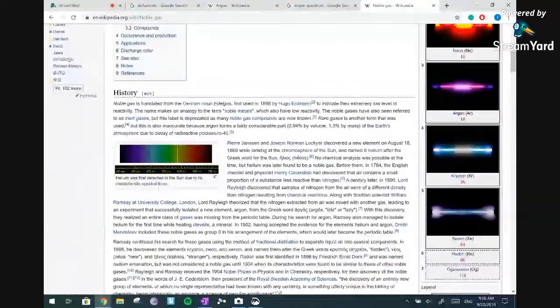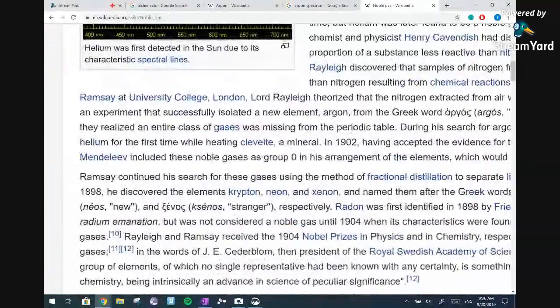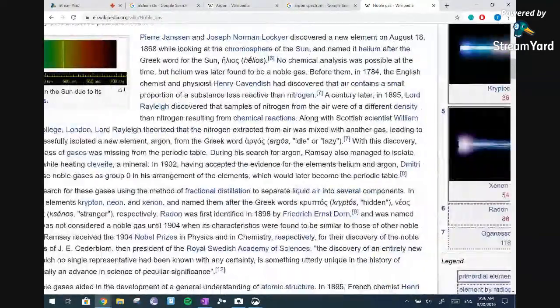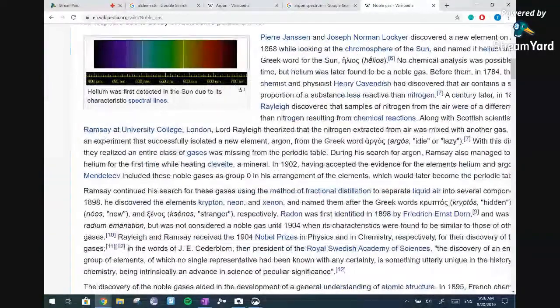Let's see if I can find it. Helium was named after Helios, which means, of course, sun, because when they discovered helium, its spectrum was actually in the spectrum they saw from the sun. So they realized the sun had helium in it. I'm still trying to find, there we go, stranger. Anyway, so let's go back to this.